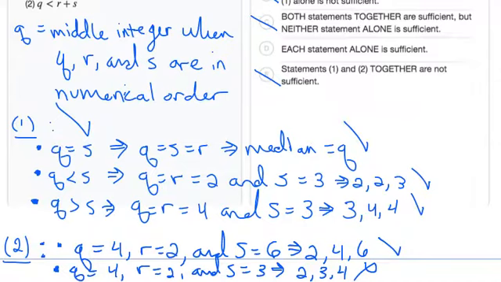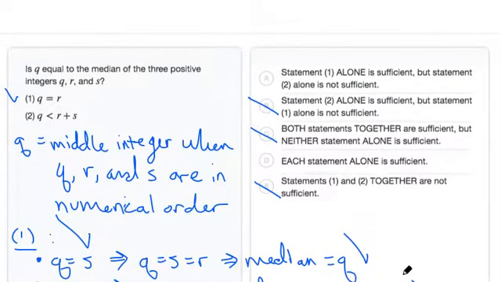Since we can't answer the question yes or no for all different cases, that means this statement alone is not sufficient. So we can scroll back up and eliminate answer choice D, because statement 2 alone is not sufficient. That means that our final answer choice would be answer choice A. Statement 1 alone is sufficient, but statement 2 alone is not sufficient.